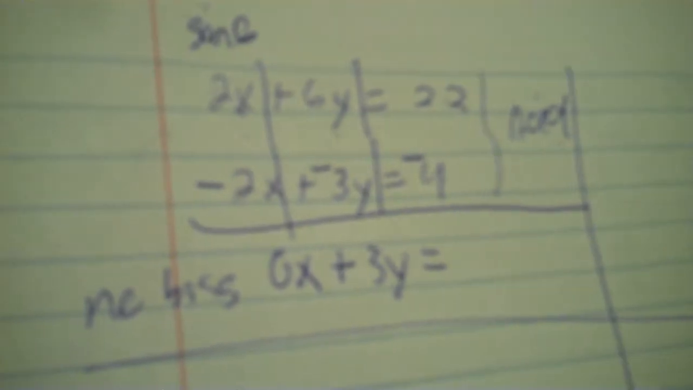But you do have the same number in front of the x's. Now you just need to make negative, negative, negative. Because if I'm adding opposites of the same number, a positive and a negative, that's 0 every time. So 0x, 6 plus negative 3 is 3y. You're always plussing them. And then 22 plus negative 4 is 18. Now the x term is gone.